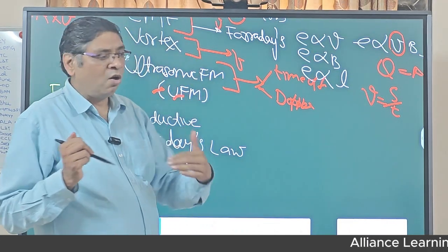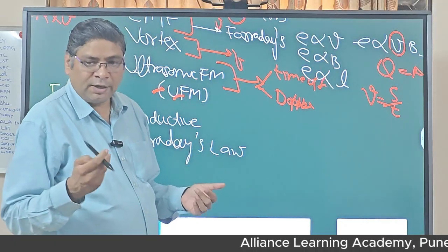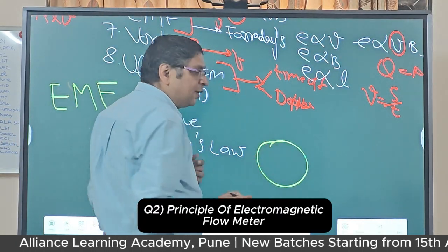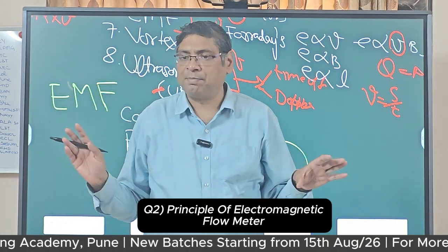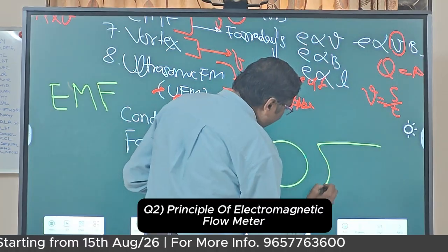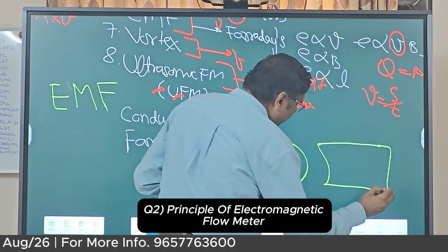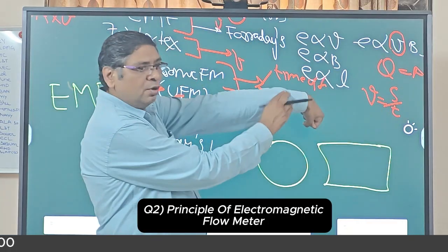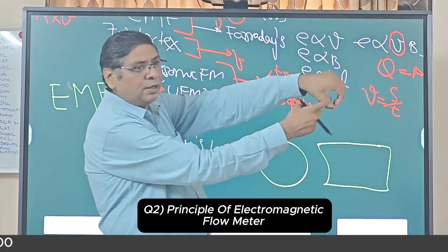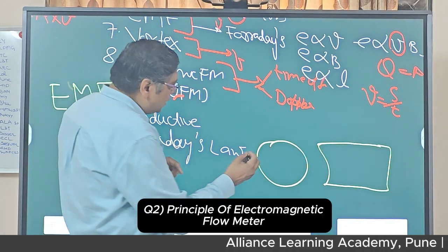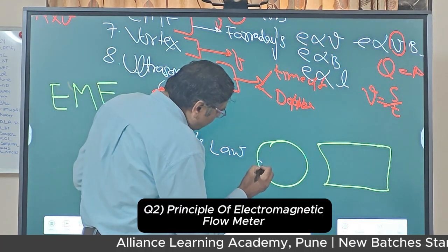If I talk in the context of the electromagnetic flow meter, it works like this. An electromagnetic flow meter is nothing, it is an expensive piece of pipe. If you see here, it will look like this. This is a pipe. But you see from this side, it will look like this. So the electromagnetic flow meter has two electrodes.